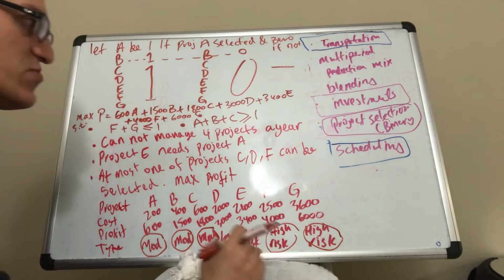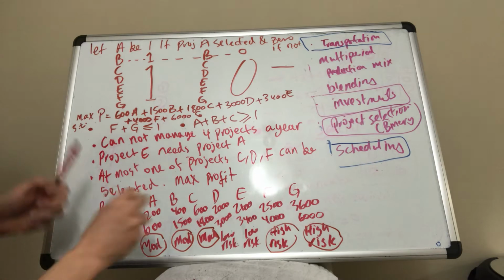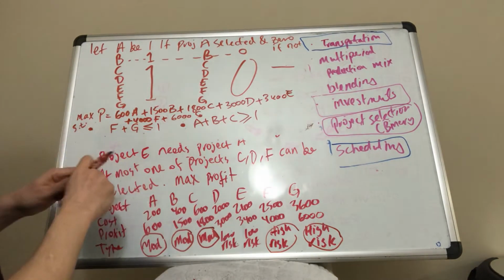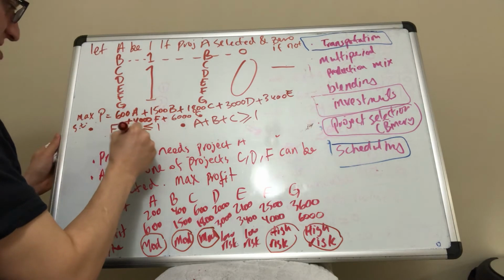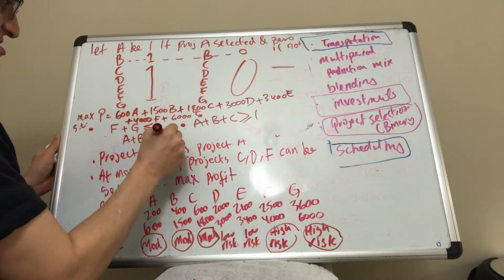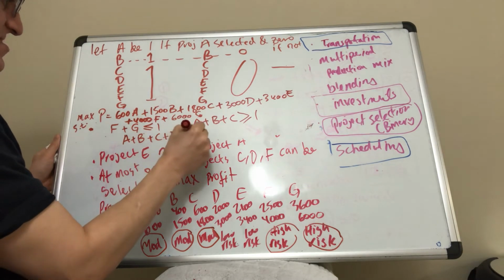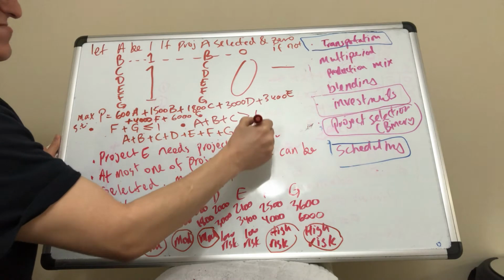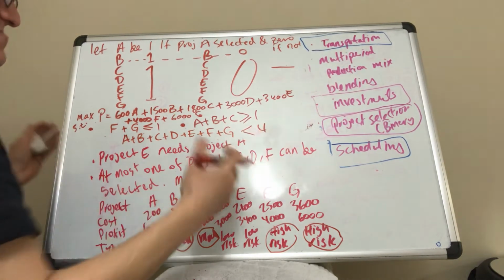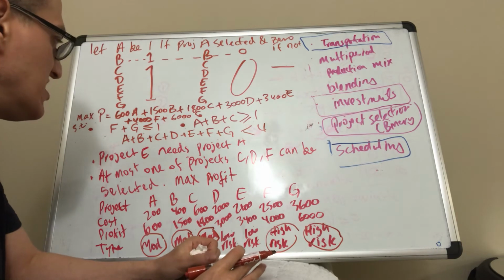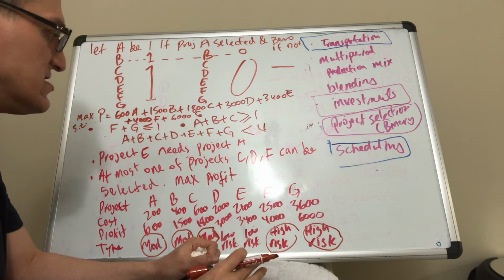Cannot manage 4 projects. So that means that if you add them, A, B, C, D, E, F, and G, they gotta be less than 4, because they cannot manage 4 projects. E needs A.